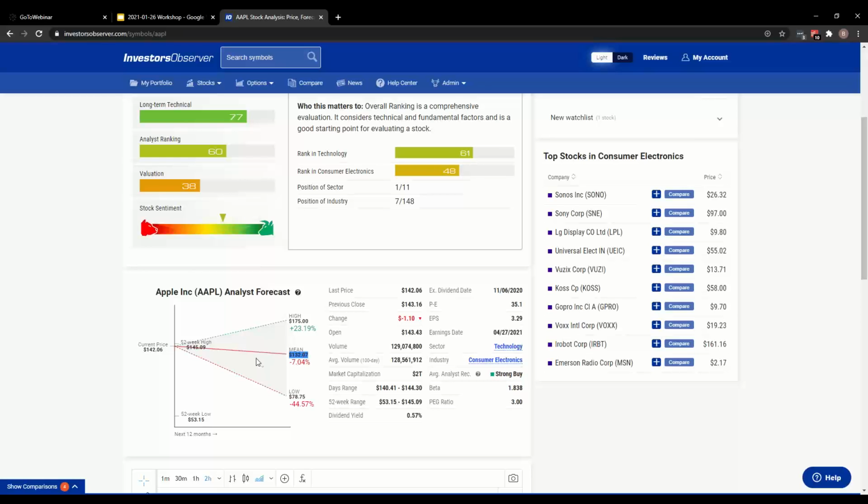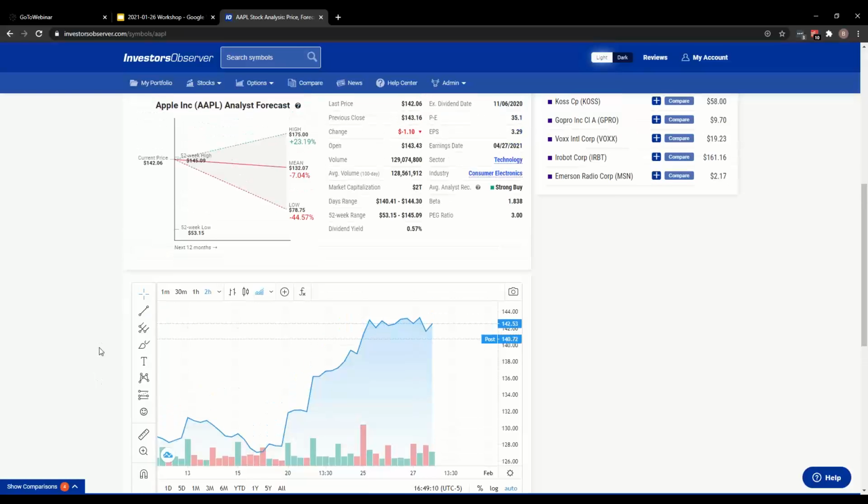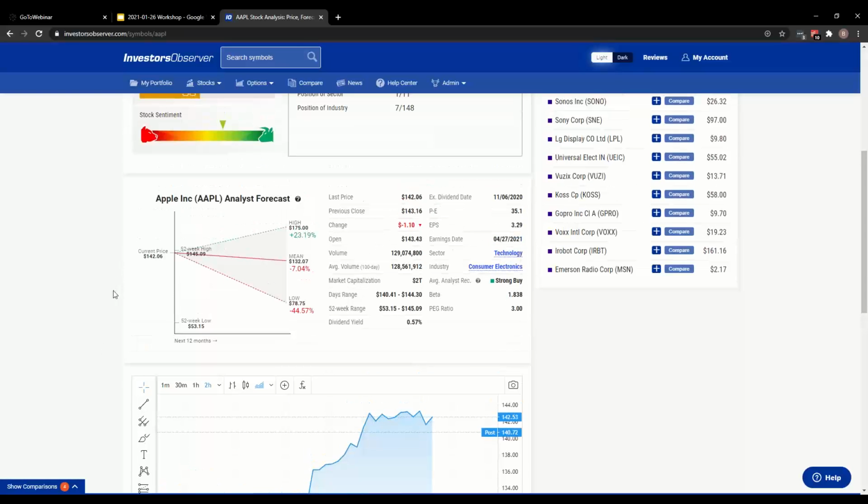And then the average price target is 132.07 with a high of 175 and a low of 78.75. So these are 12-month forecasts. And sometimes this is a little bit weird because Apple hasn't really run up super recently. But analysts are probably not updating their forecast right before earnings. They'll probably do it after earnings.